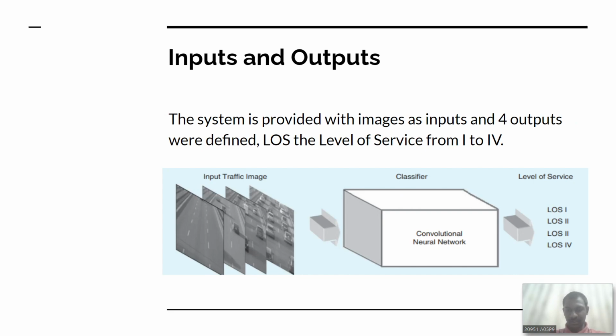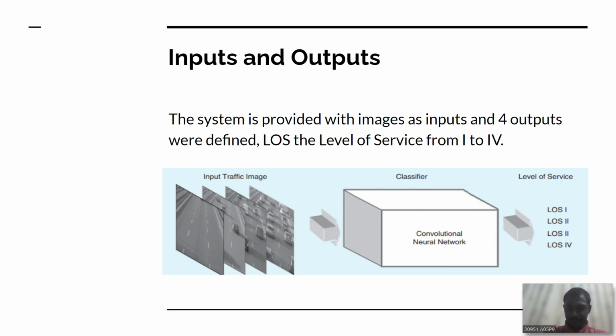So how will this work? There are four images: with no cars on it, a few cars, a little bit dense, and more dense, like a traffic jam. These kinds of input images are sent as inputs, and the convolution neural network will predict whether it's LOS 1, 2, 3 or 4. LOS being the level of service: LOS 1 results in no traffic, LOS 2 very light traffic, LOS 3 mild, and LOS 4 a traffic jam.